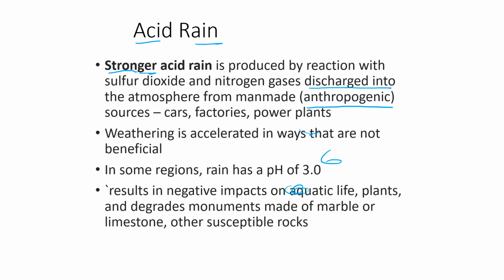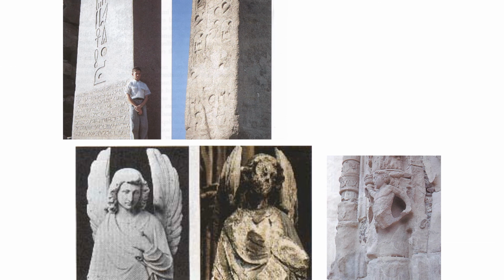In some regions of the world, rain has a pH of 3. That's like battery acid. And you can imagine what the impacts are going to be on aquatic life, on plants, forests, and also monuments made of marble or limestone or other susceptible rocks. You see a lot of places like Athens and Paris, London, they're constantly doing maintenance on some of their buildings and important monuments to keep them from looking like this.